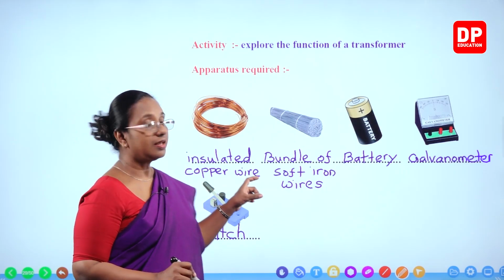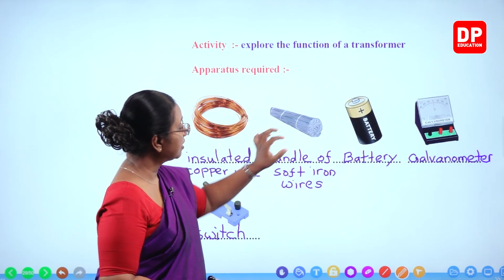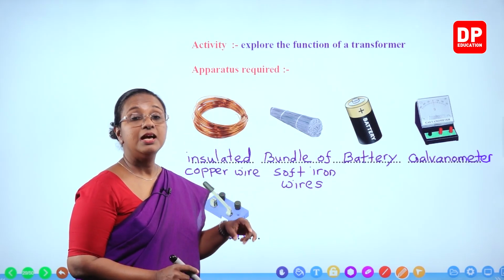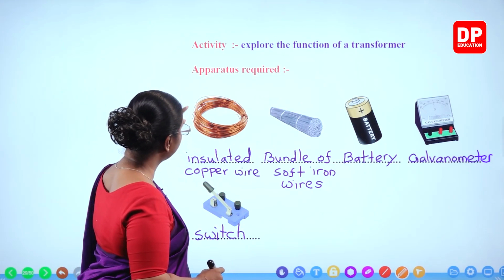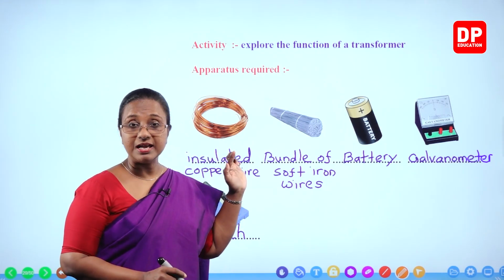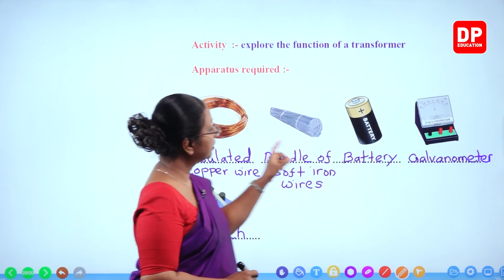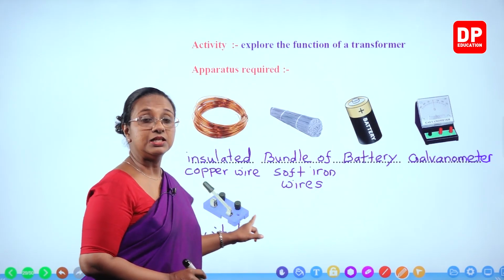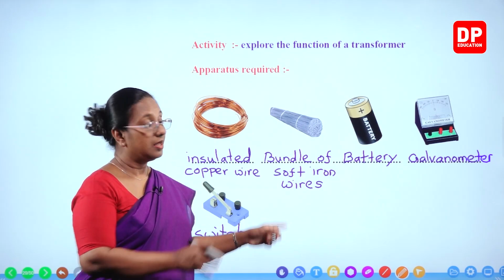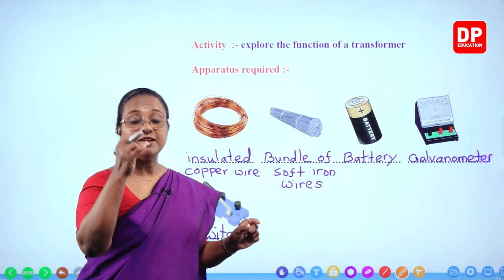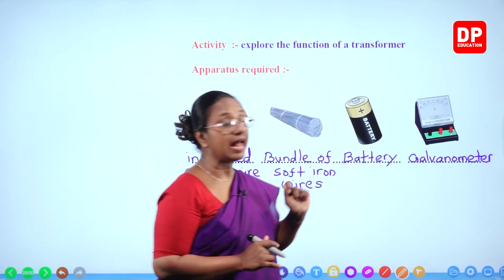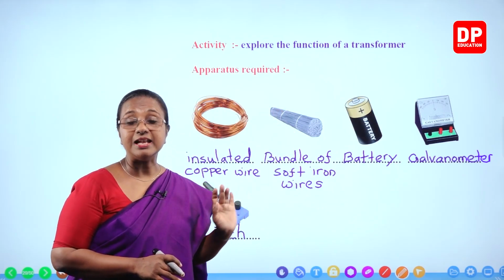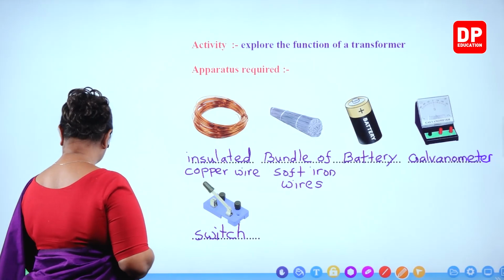So this is what we will do. We have this bundle of soft iron wires. Around that, we will make one coil of insulated copper wire, which is connected to the battery and a switch. We leave a space and then we make another coil that is connected to the galvanometer. I will explain that in the next slide with the diagram.